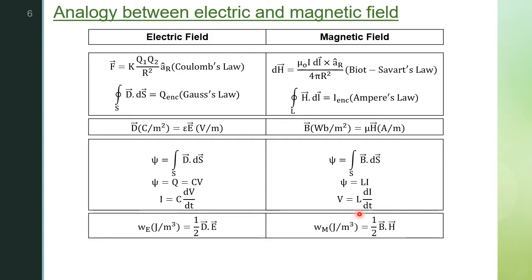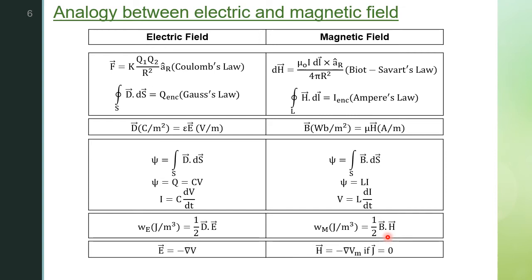Now, when you consider the electrostatic energy density, measured in joules per meter cube, it was given by half D dot E. For the magnetostatic energy density, D will be replaced by B and E is replaced by H, so it is half B dot H. And we have learned potential in electrostatics as well as magnetostatics. So E was equal to minus del V in the case of electrostatics, whereas in magnetostatics, E will be replaced by H and V is the magnetic scalar potential. And this will be satisfied only if the current density J equal to 0.